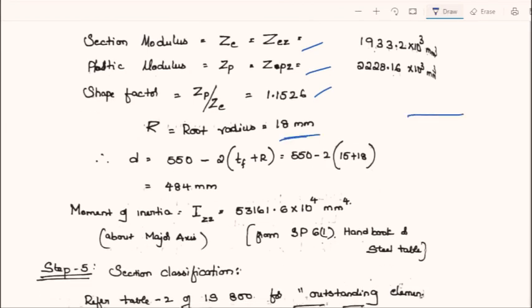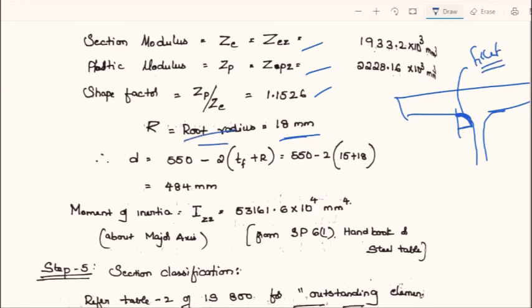I hope you understood the root radius. This is the flange. Let me erase this. So this curvature is nothing but fillet, and fillet radius is nothing but root radius.